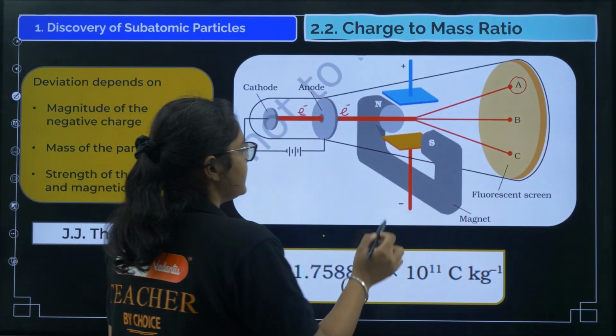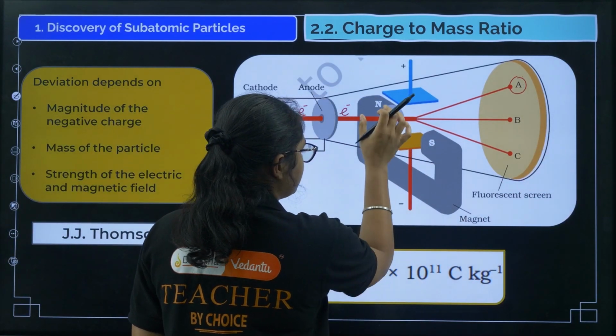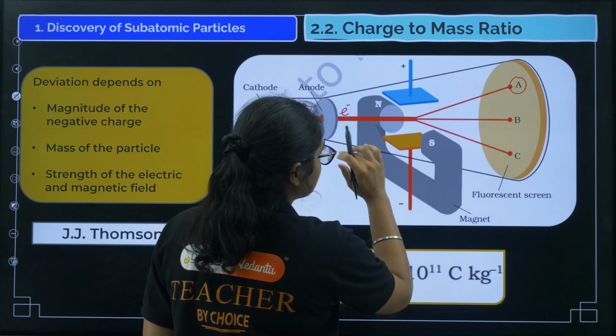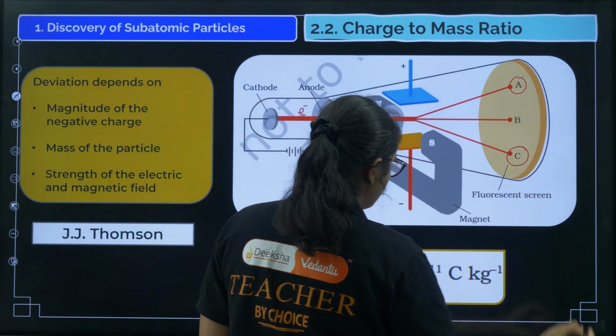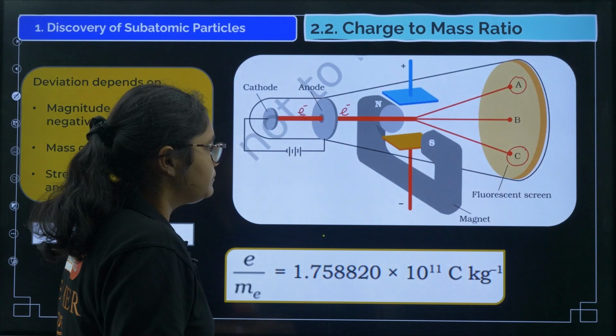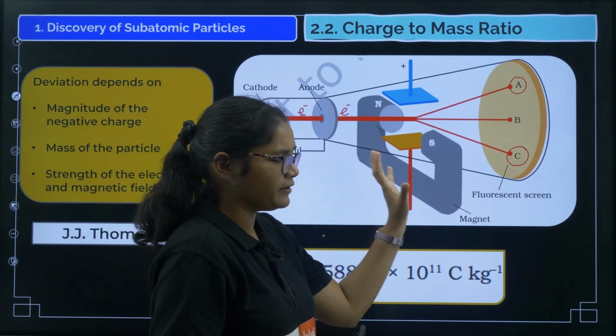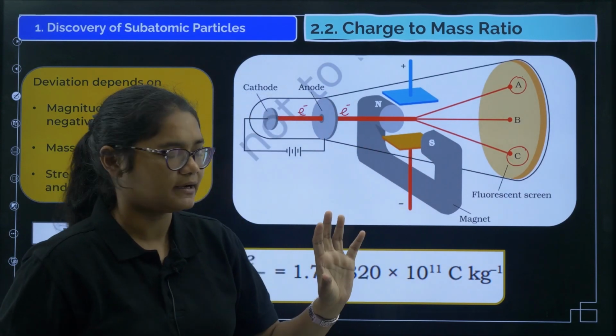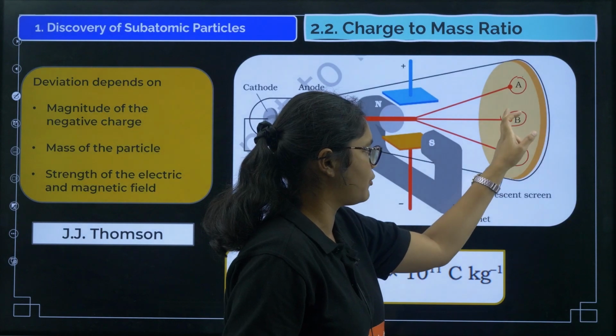And if you give a magnetic field, where the north and south poles are there, it will reach point C. Now if there is no field, no electric field and no magnetic field, then the ray will hit at point B.